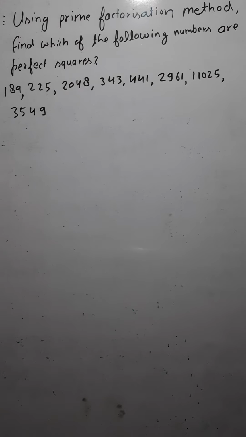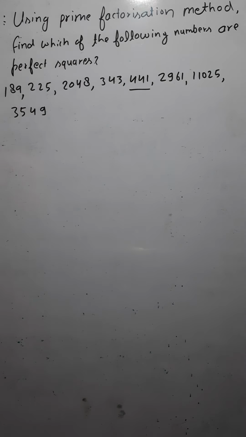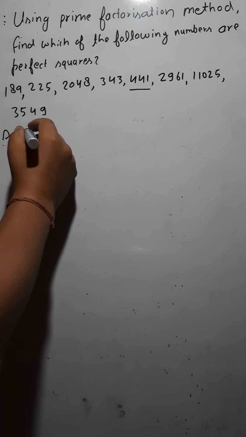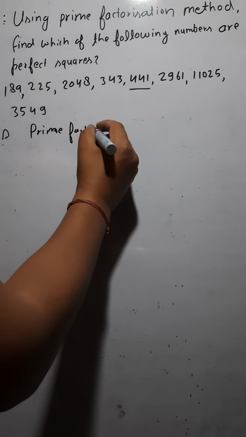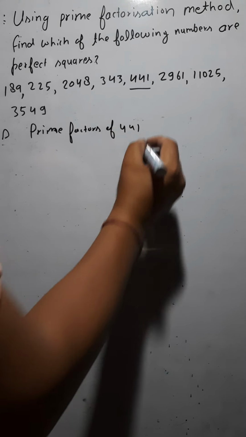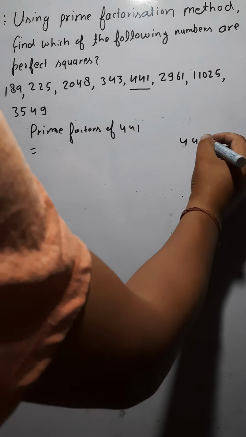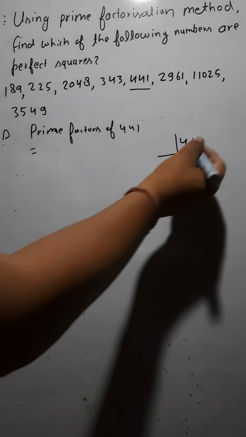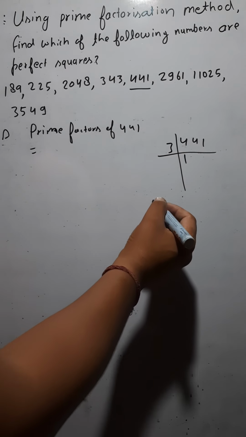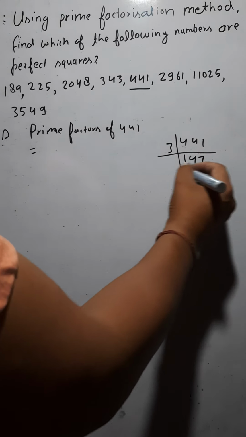Now let's try another one. Let's say 441. Let's check whether it is a perfect square or not. At first we will find the prime factors of 441. How do you find it? I think it would be divisible by which number? 7? Yeah, 3 also. 3 1s are 3. 3 4s are 12. Then 3 7s are 21.